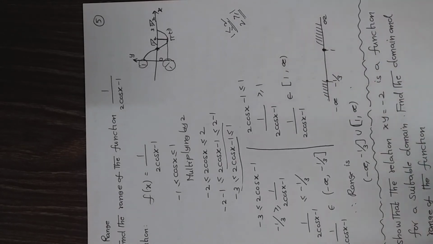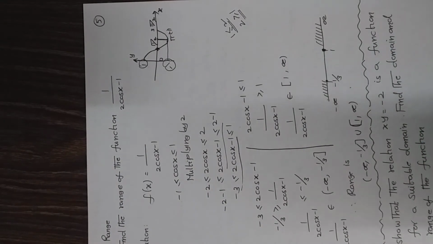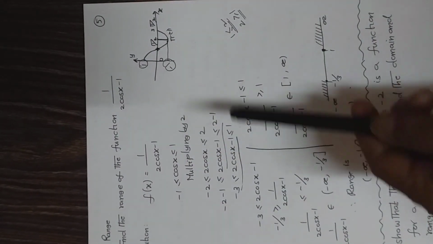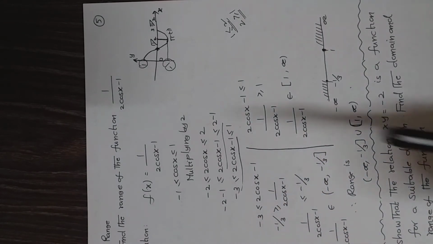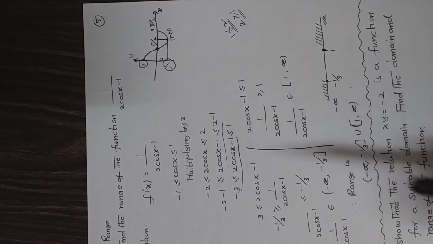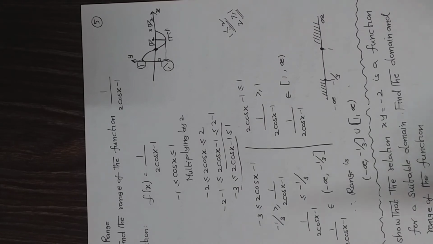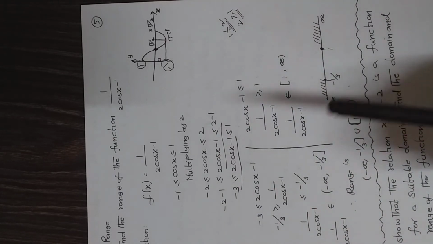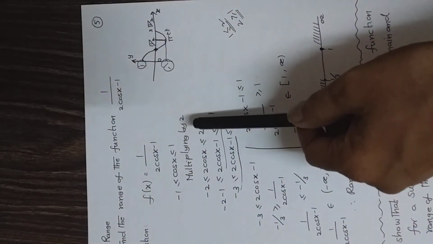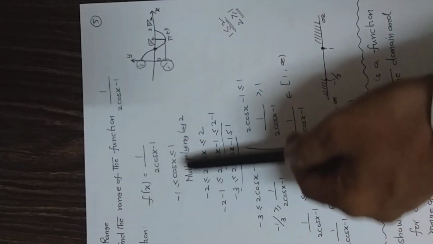Range means what output values of cos x are possible. Not the input, not x. If x is given a value, that story is different. We already discussed that in the 6th problem. But this is not domain, this is a range sum. For a range sum you have to use the maximum value and minimum value of that particular cos x function. So the minimum value is minus 1, the maximum value is 1. That's why it lies between minus 1 and 1.